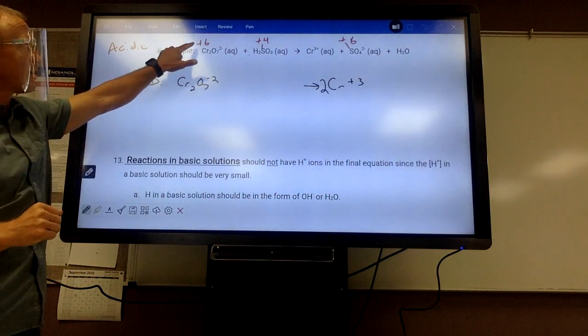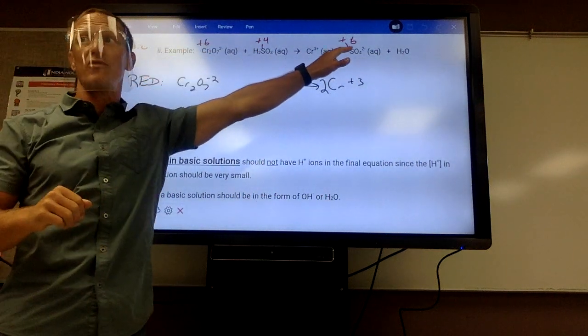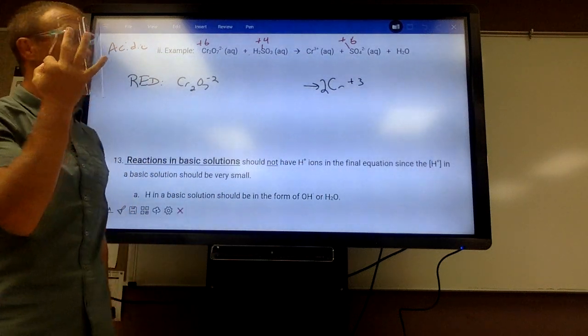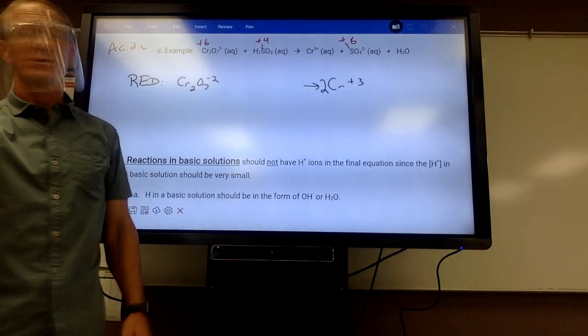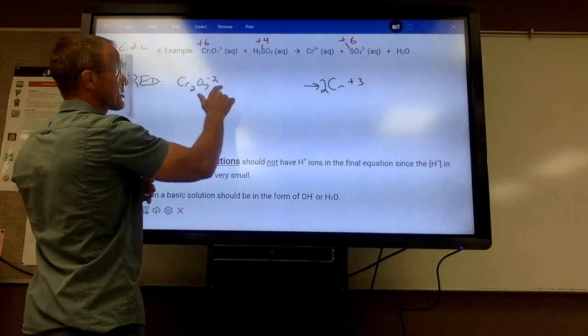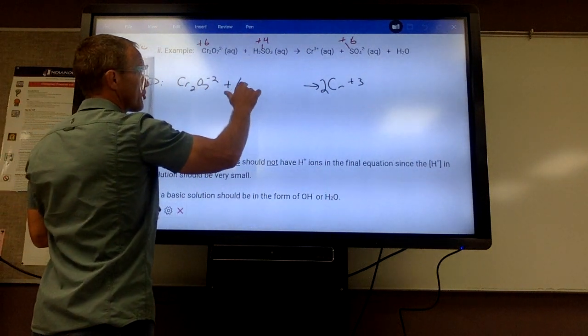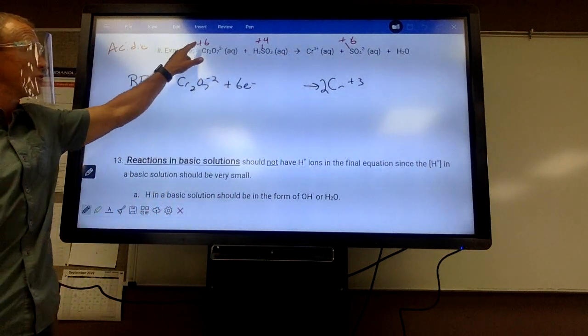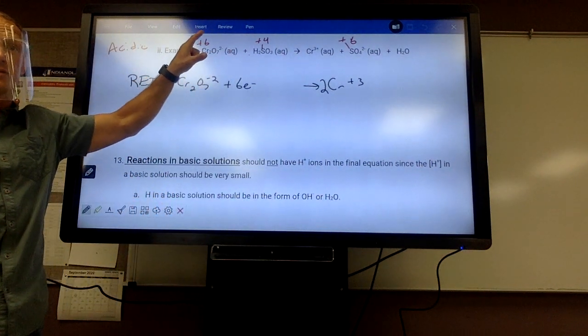So chromium was going from a +6 to a +3 individually. So I would be gaining 3 electrons, but now we have 2 of them doing that. So 6 electrons. So overall, this chromium is gaining 6 electrons. These 2 chromiums are gaining 6 electrons overall. So plus 6 electrons. Remember, the electrons are just getting your reduction or oxidation.